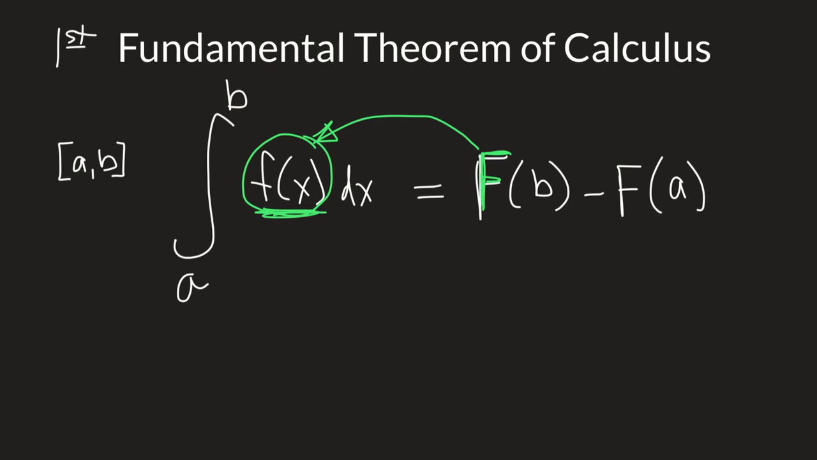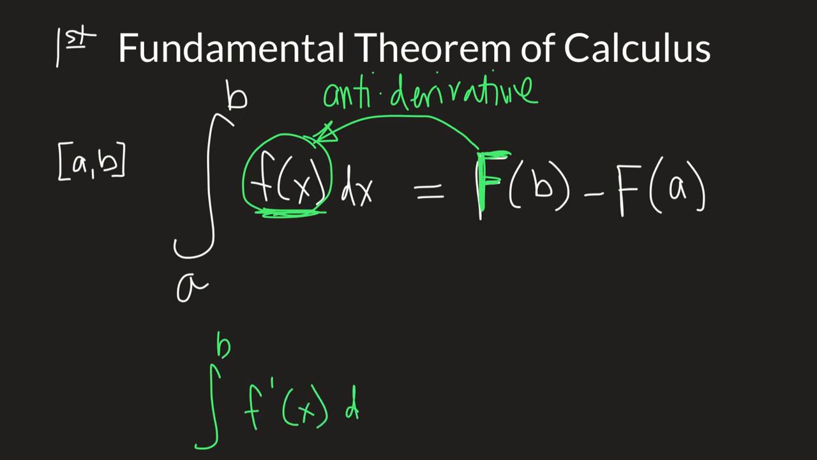Let's write that. That sounds like a better thing to write. The antiderivative. Of which one? So capital F is the antiderivative of little f, which means little f is the derivative of big F. So this could also be written as, if we have the integral, and this is now some f prime, that means we're going to evaluate just the function at your two x values of a and b.